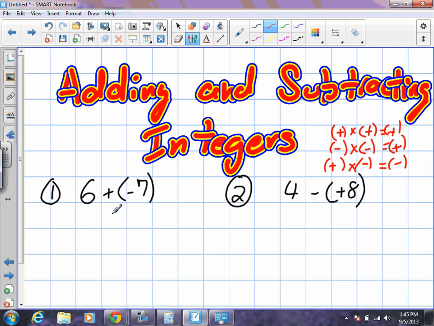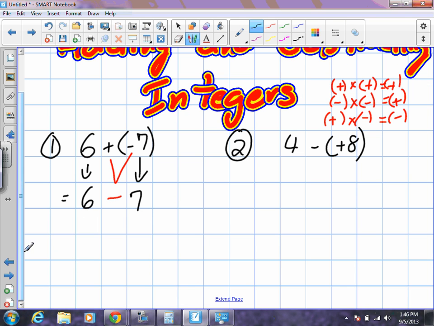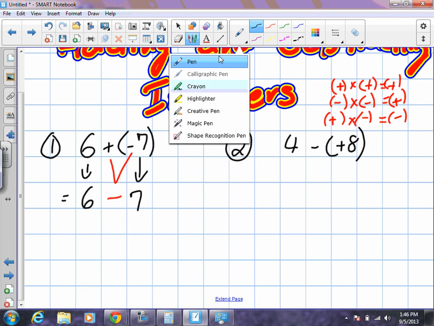We can change these two operations into just one operation by combining. If I were to combine a positive and a negative in our multiplication rules, what would I end up with? A negative. So we have a negative, and then from there I'm just going to bring down the value of 6 and the value of 7. So this question now reads 6 subtract 7.